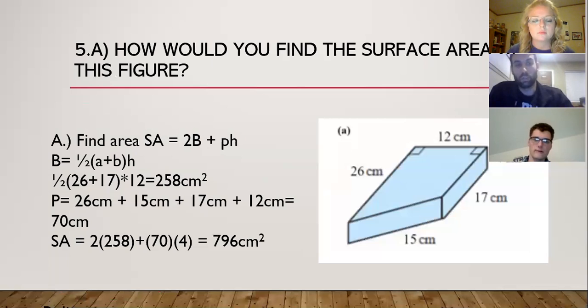You add each side together, and you get 70 centimeters. And then you plug everything into the equation, which is surface area equals 2 times the base, which is 258, plus 70 times 4, which equals 796 centimeters squared. Thank you so much. You did an awesome job.